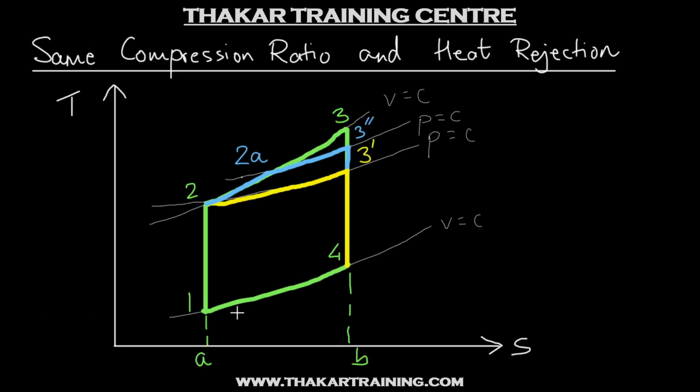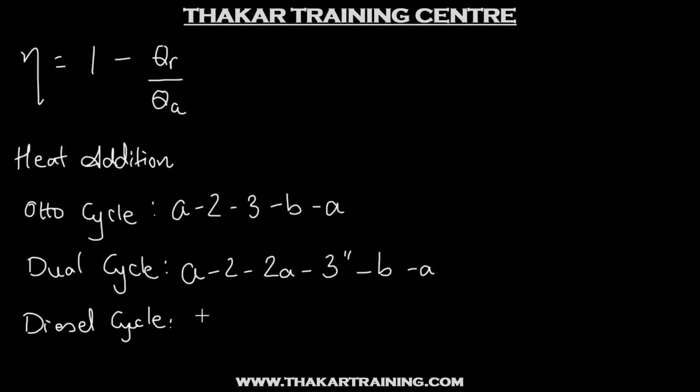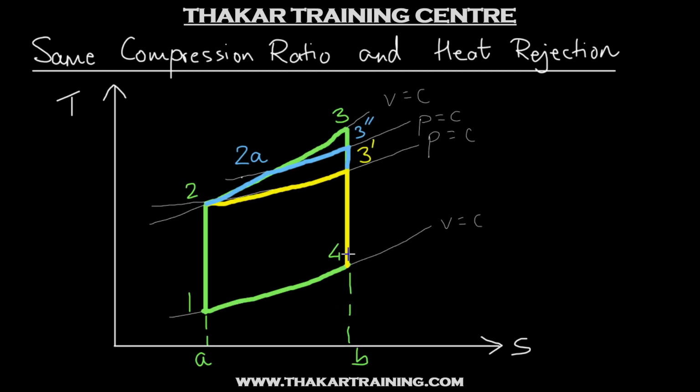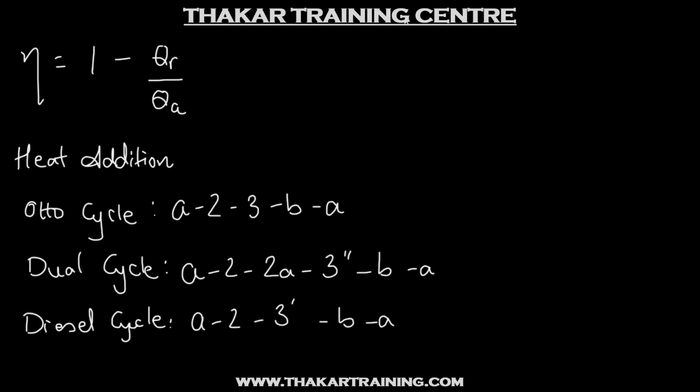And what about diesel cycle? So diesel cycle is the one which is having yellow color. So this is area A23 dash BA. Can we identify which is the largest? It is very simple. The Otto cycle has the largest heat addition, whereas the diesel cycle has the lowest heat addition. Once again, what you will see is dual cycle is in between the 2 cycles.